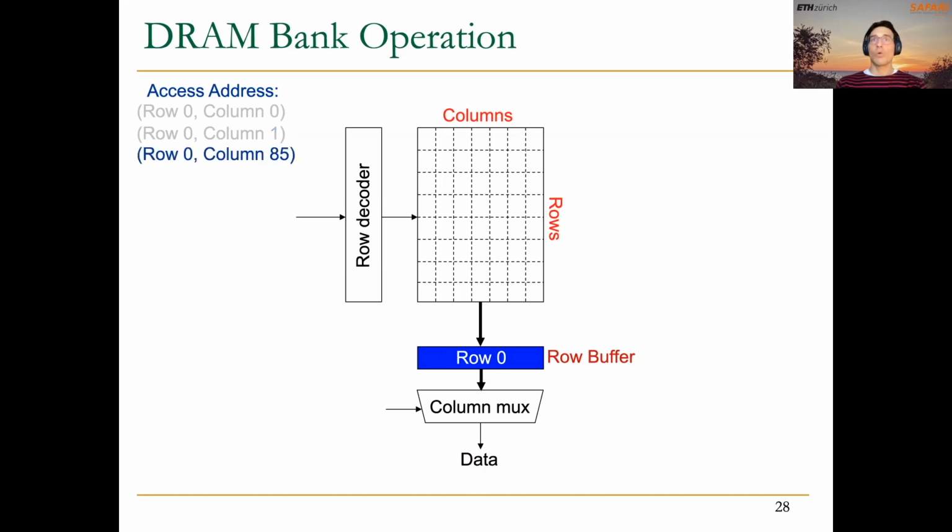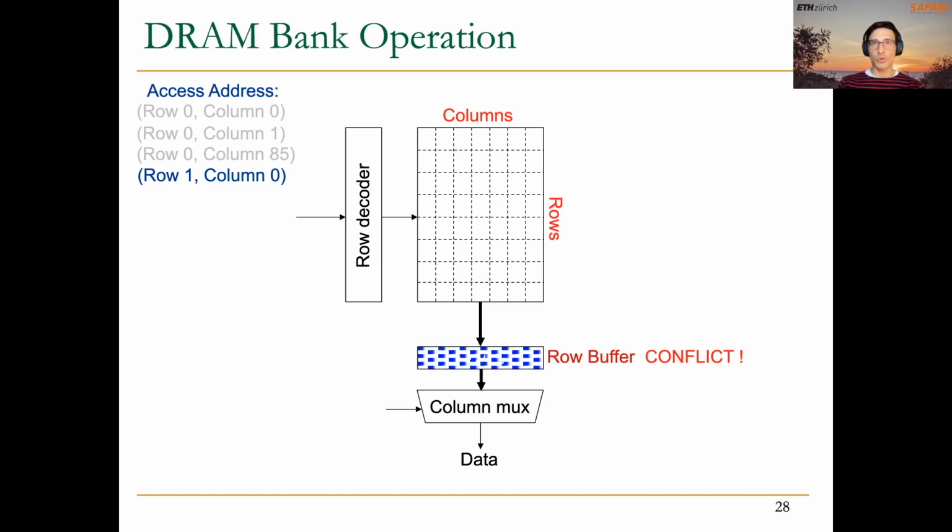So next, we want to access column 85 in row 0, and again, we have a row hit. By activating column address 85, we read the corresponding element. But observe that our next access is now to row 1. So that means that we can no longer use row 0, which is already stored in the row buffer. We have what we call a row buffer conflict.